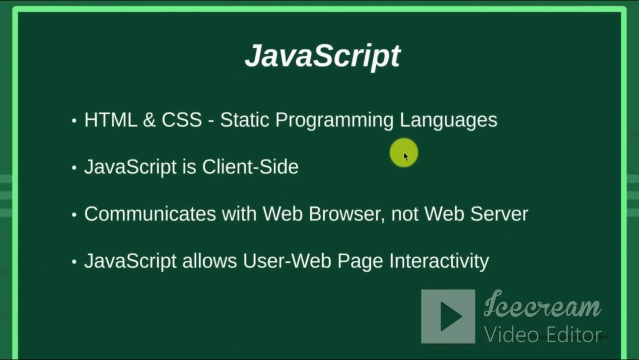In this section of the course, we'll be exploring a very powerful client-side programming language known as JavaScript. When we say client-side, it means the language communicates with our web browser to allow user to web page interactivity. Client-side languages differ from server-side languages such as PHP, which we'll cover later on. Server-side languages communicate not with a web browser, but with a web server. JavaScript can be used to implement many different types of interactive features on a web page.